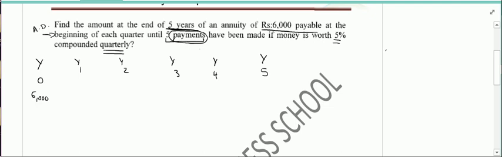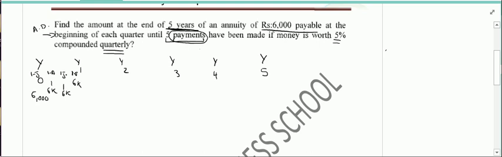Therefore, we must have deposited this amount at, let's say, 1st January. The second quarter will start after 3 months, that is after Jan, Feb and March. So the second will be on 1st of April. The third quarter will start after 3 months, April, May and June. Therefore it will be on 1st of July, 6,000 over here, 6,000 over here. And the last quarter of the year will start after 3 months from 1st July, which is July, August, September. Therefore it will be 1st of October, 6,000 on 1st of October.